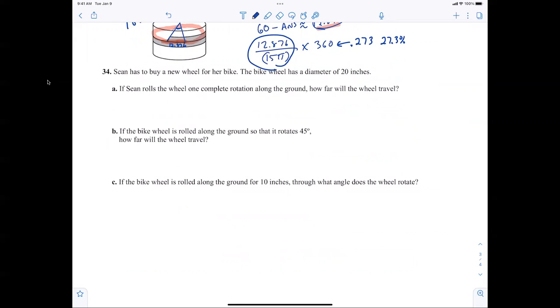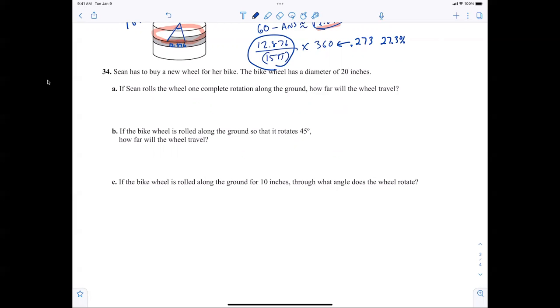So Sean has to buy a new wheel for her bike and the bike wheel has a diameter of 20 inches. If Sean rolls the wheel one complete rotation, how far will the wheel travel? I don't think that one's hard. How much? 20 pi, right? Because it will roll the circumference. That's what one revolution is.